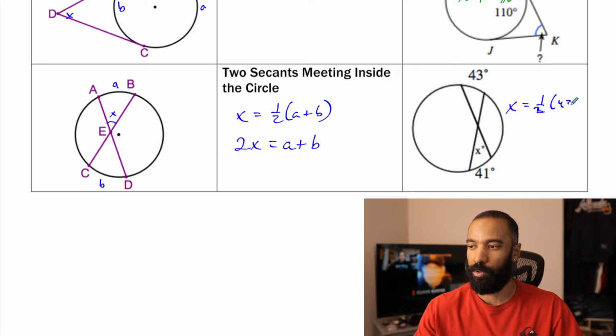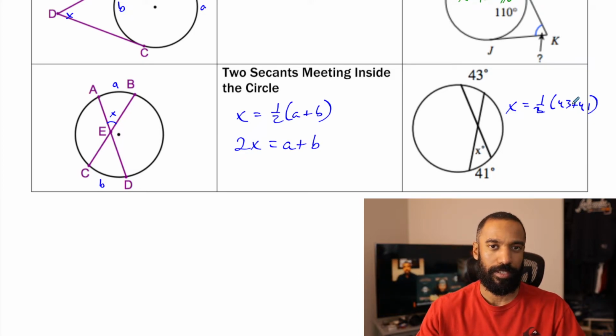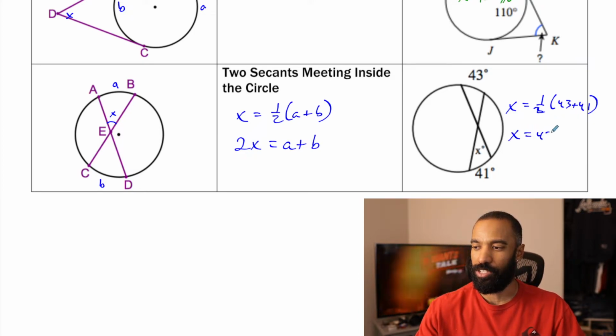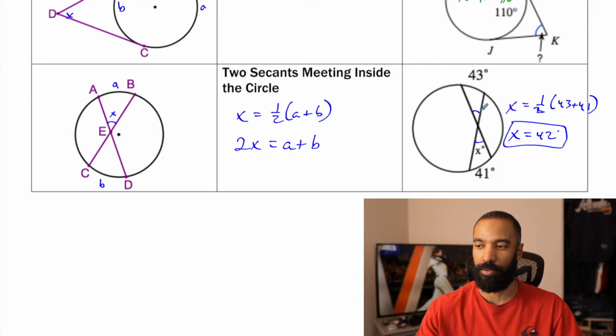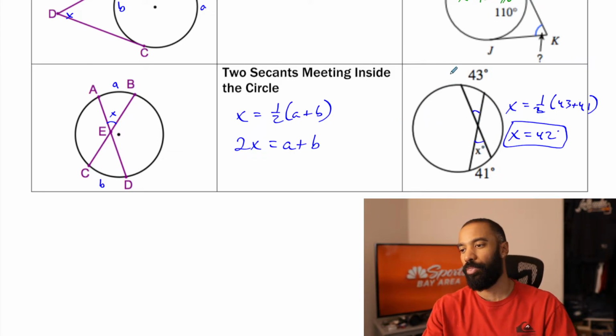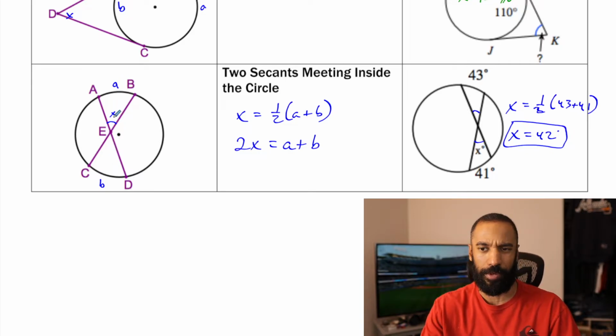Whoopsie, half of 43 plus 41. What's half of 43 plus 41? It's 42. So x is 42 degrees, or 42 right there. This is 42. That would also mean that's 42 right there. Both of them are the same. Doesn't matter which one's which in that regard.